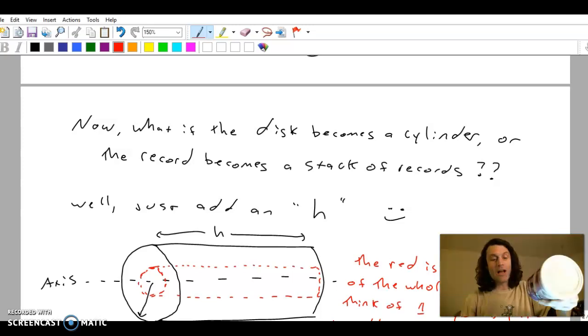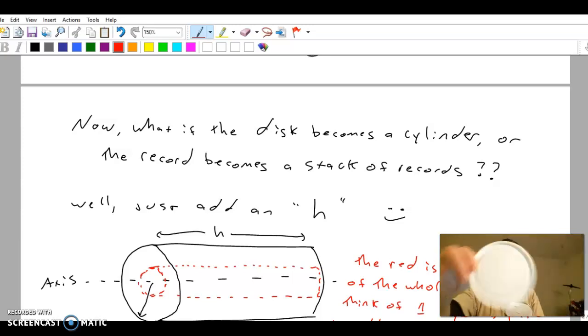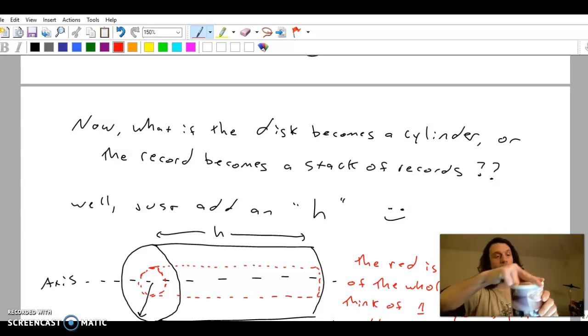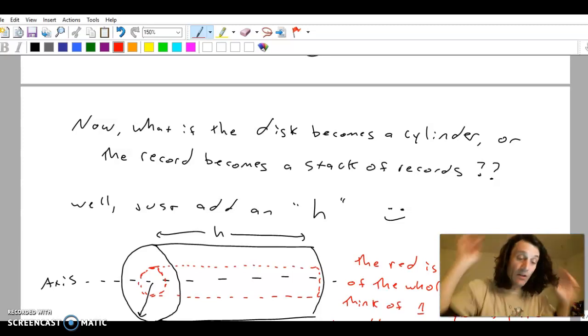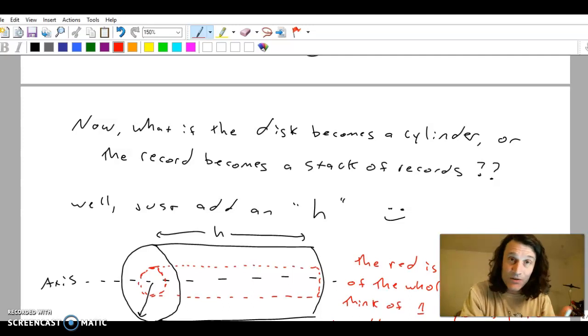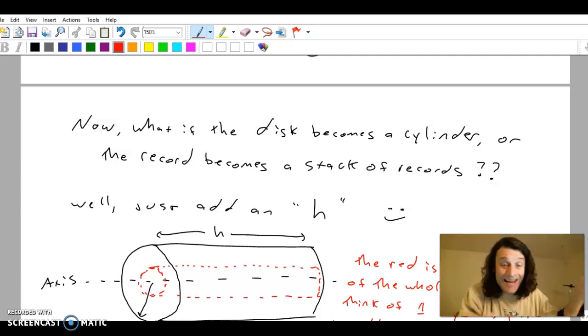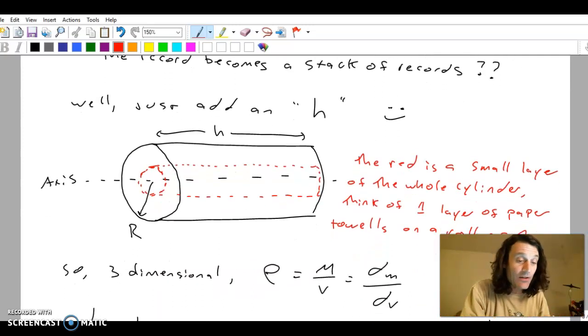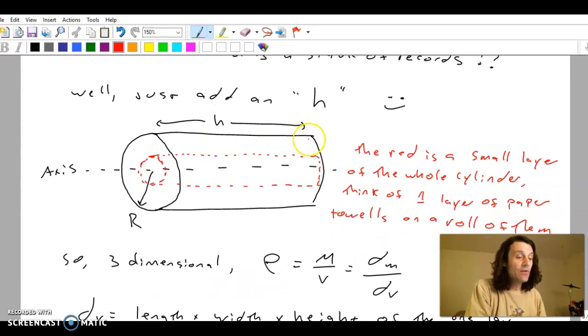So this is a solid cylinder that could be added up of a whole bunch of those. Just keep stacking them. You'll notice a very similar trend. It's going to be the same as what we just did. Just add the letter H to it. That's all you got to do. So there's the H, the height of the solid cylinder. There's its radius. The axis, again, is through the center.